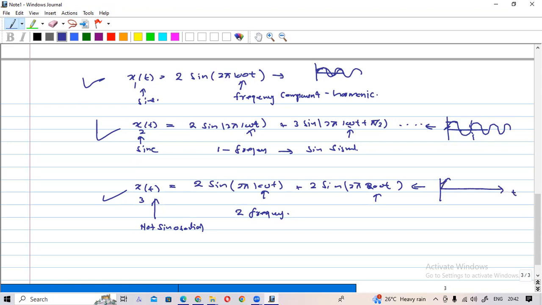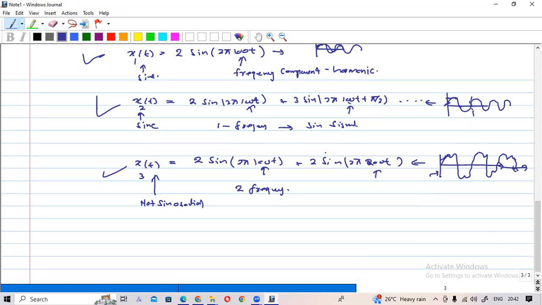Now, if you watch this using an oscilloscope, that will not be a sinusoidal signal. Maybe like this or something, I don't know. So if it is not a sinusoidal signal, that means there are more frequency components. If it is a sinusoidal signal, that means there is only one frequency component.